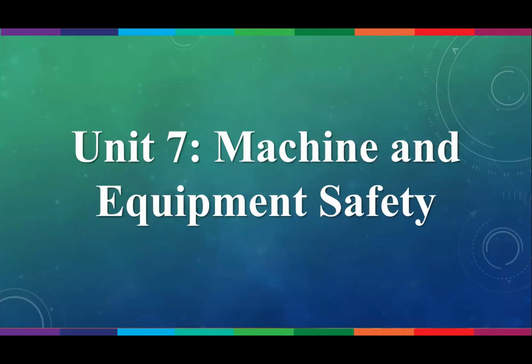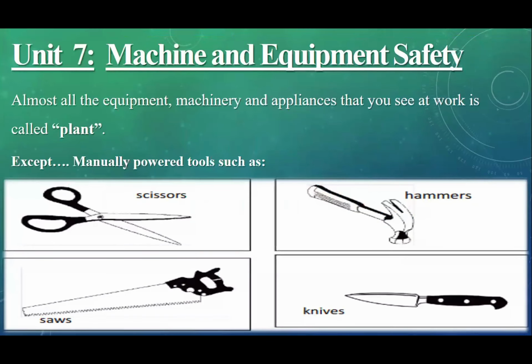Unit 7 is about machine and equipment safety. Almost all the equipment, machinery and appliances that you see at work is called plant, except manually powered tools such as scissors, hammers, saws and knives. These are not termed as plant, but only the equipment, the machinery and all the appliances that you use at your workplace is called plant.